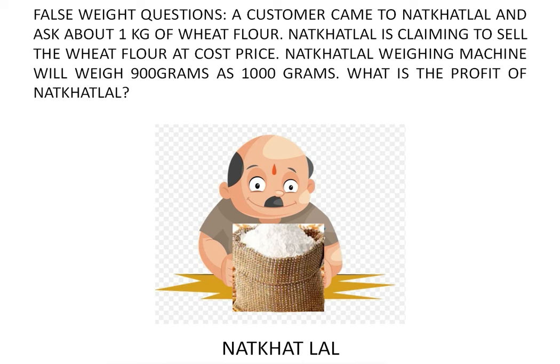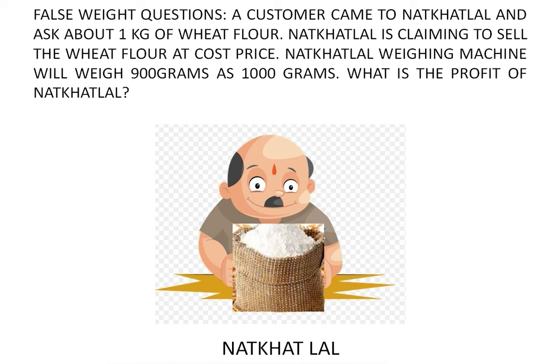A customer came to Natkhat Lal and asked for 1 kg of wheat flour. Natkhat Lal is claiming to sell the wheat flour at cost price. So Natkhat Lal's weighing machine will weigh 900 grams as 1000 grams. Basically for every 1000 grams shown on the weighing machine, the actual quantity given to the customer is 900 grams. So we have to find out the profit of Natkhat Lal.